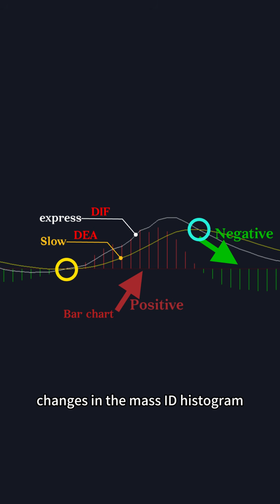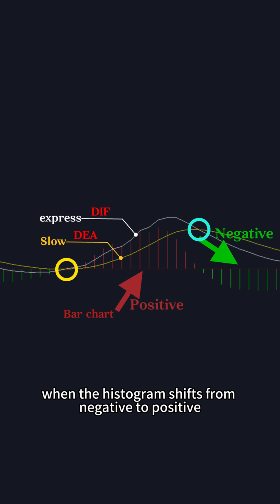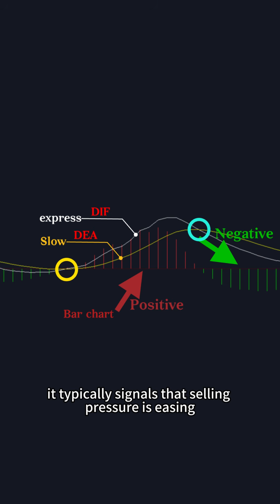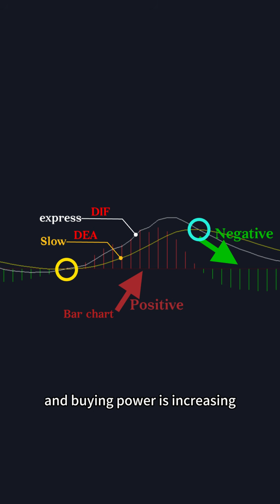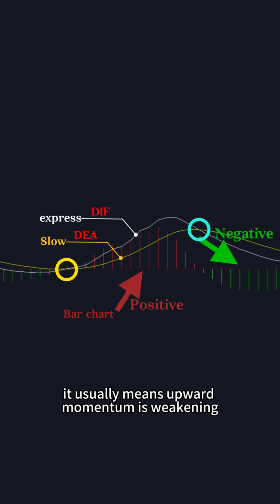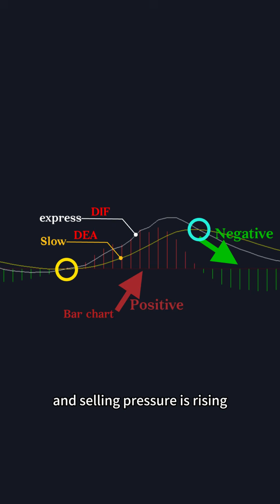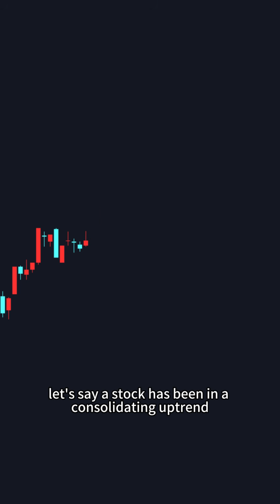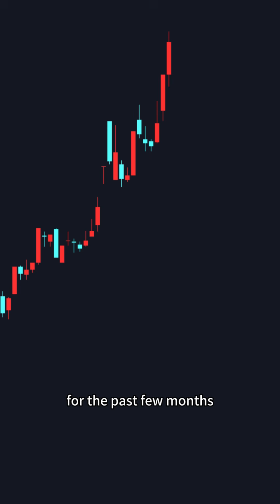Changes in the MACD histogram. When the histogram shifts from negative to positive, it typically signals that selling pressure is easing and buying power is increasing. When the histogram shifts from positive to negative, it usually means upward momentum is weakening and selling pressure is rising.